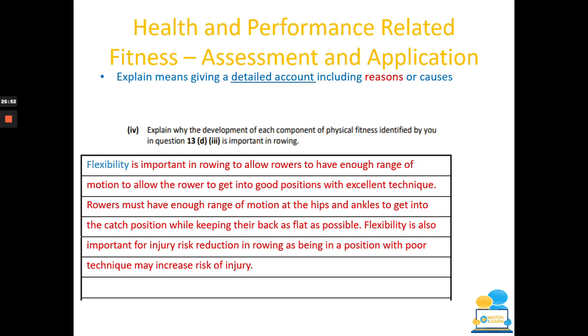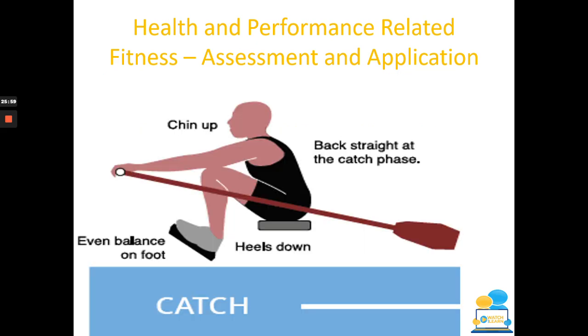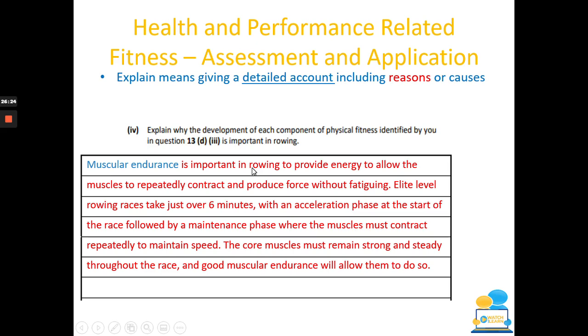Flexibility is also important for injury risk reduction in rowing, as being in a poor position with poor technique may increase risk of injury. So as we can see here, you want your lower back to be as flat as possible, as opposed to rounded when we get into this catch position. So back as straight as we can. And if we didn't have good mobility here at the ankles and here at the hips, then the lower back would have to round forward here, and that would place stress on the lower back, which could leave us susceptible to injury.